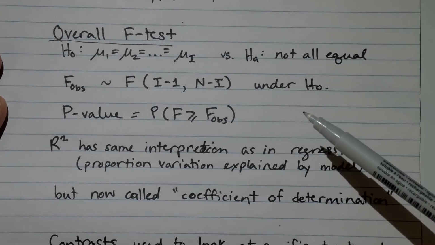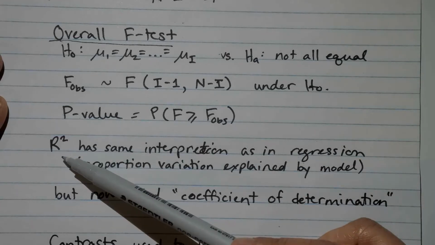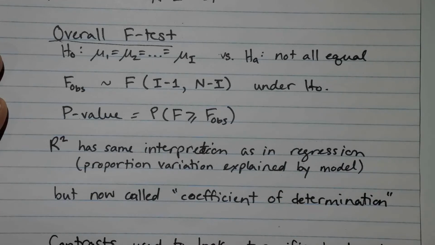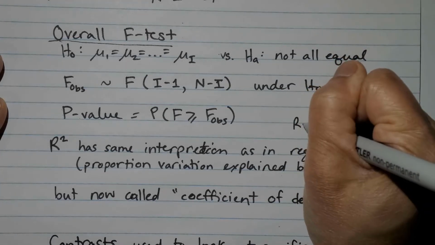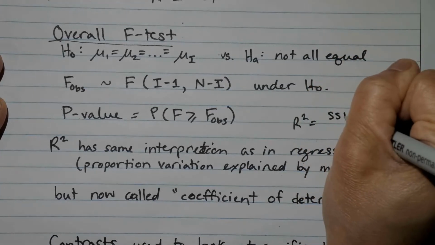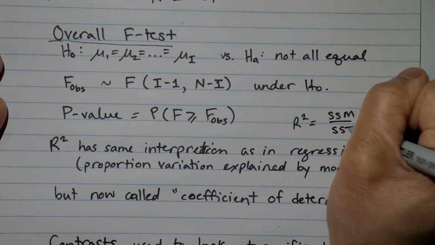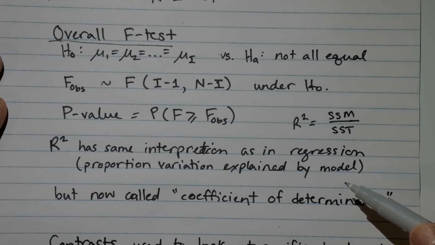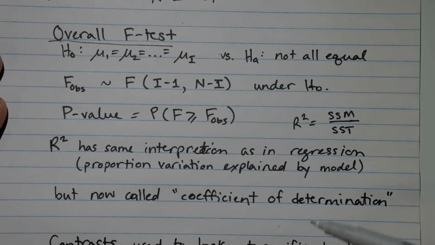In one-way ANOVA, we can also calculate R squared, which has the same interpretation as in regression. And remember, R squared is equal to sum of squares model over sum of squares total. So we can interpret it as the proportion explained by our model. But now we call it a coefficient of determination in the one-way ANOVA setting.